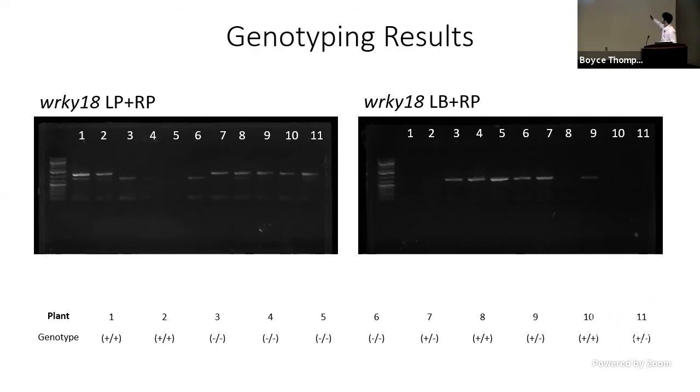And there's not a band right here, which would indicate that for the WRKY18 gene, it is ++, a homozygous wild type plant. However, if you look at another lane, such as lane 5, where there is no band with the LP and RP, and with the LB and RP there is a band, that would indicate that it's a homozygous mutant. And when we're trying to generate mutants, that is what we look for.